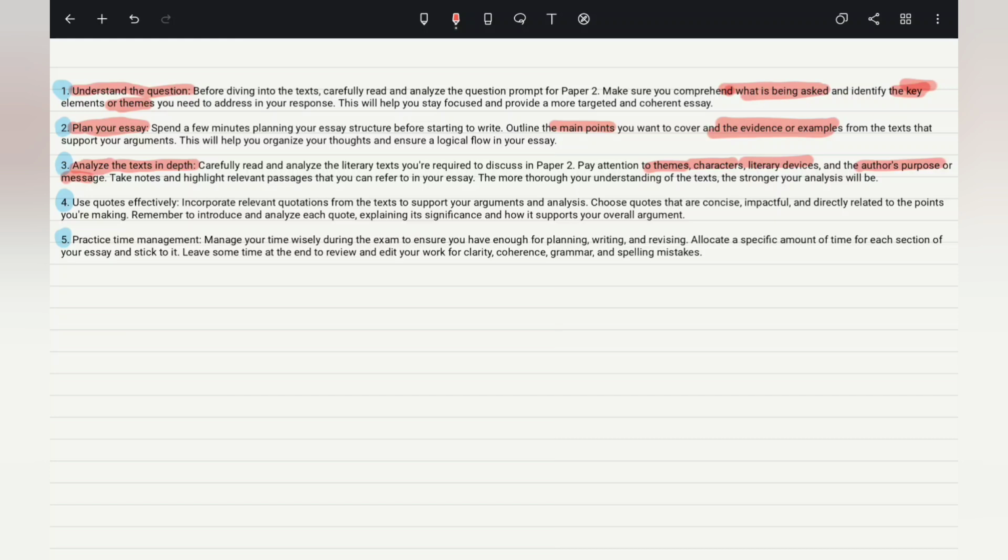And number 4 is to use quotes effectively. Very important. And it's something that a lot of students sometimes ignore. So incorporate relevant quotations. Very important. A lot of the times, students are picking quotes which are not relevant, meaning they pick quotes which they struggle to analyze. So I always tell students, look at the quote and see if it's linked to the question. Often they pick quotes that are not relevant and therefore they struggle with the analysis.